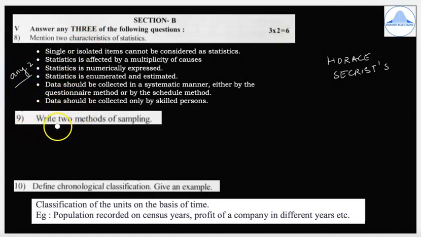Ninth one, write 2 methods of sampling. So in statistics, the different types of sampling are, the first one is simple random sampling. Then second, we have systematic sampling.